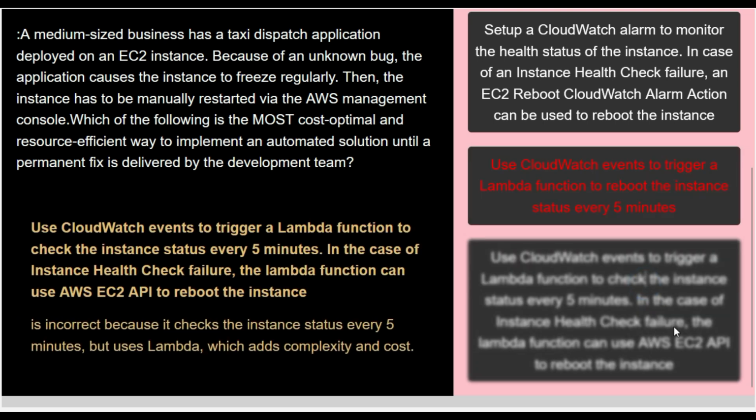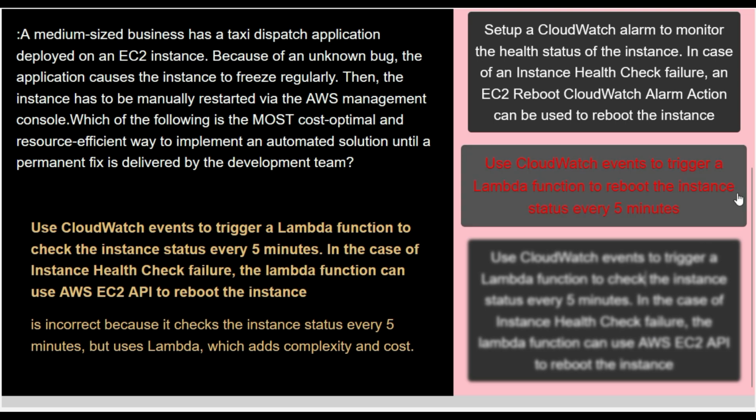Option 4, use CloudWatch events to trigger a Lambda function to check the instance status every 5 minutes. In the case of instance health check failure, the Lambda function can use the AWS EC2 API to reboot the instance. This option is incorrect because it checks the instance status every 5 minutes but uses Lambda, which adds complexity and cost. Okay, so we don't want that. So option 4 is the wrong answer.